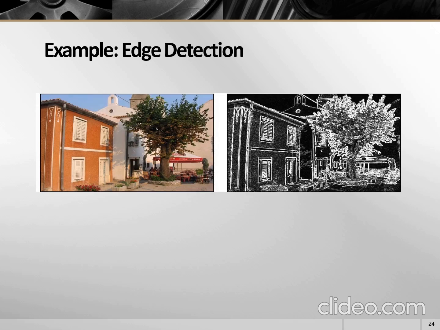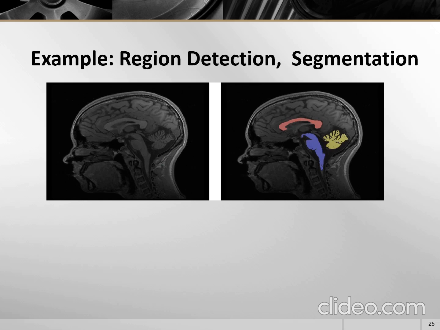This is an example of the edge detection process. Here the object edges are detected for the application of image processing. Here is an example of region detection and segmentation. In the medical image we have to identify a particular region, as well as segment the image.